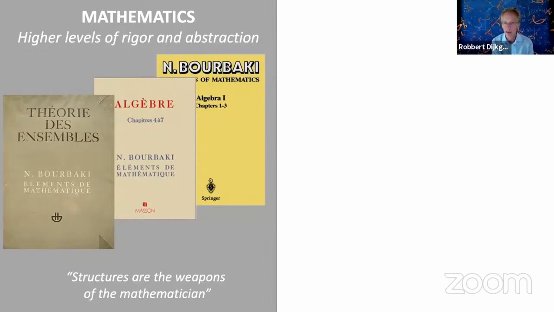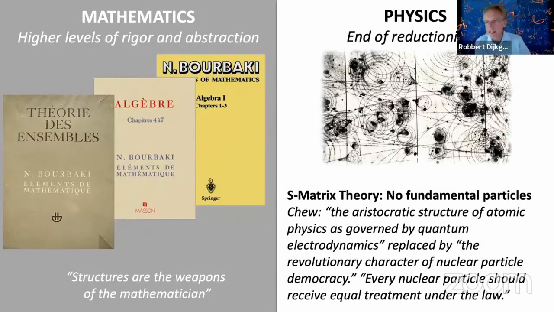And on the side of physics, in fact, there was an opposite movement. In many ways, people declared the end of reductionism. So in the 1960s, when there was this barrage of elementary particles, or nuclear particles, hadrons, we would say now, endless numbers of particles, there was a certain current, the S-matrix theory, that was revolutionary in the sense that it rejected reductionism and proposed that there are no fundamental particles, there are no fundamental laws. In the language of Geoffrey Chew, the aristocratic structure of atomic physics as governed by quantum electrodynamics, the gold standard of theoretical physics, very simple laws, very precise calculations, was replaced by the revolutionary character of nuclear particle democracy, as Chew said, every nuclear particle should receive equal treatment under law. And that meant in some sense that this dream of a mathematically precise underpinning evaporated.